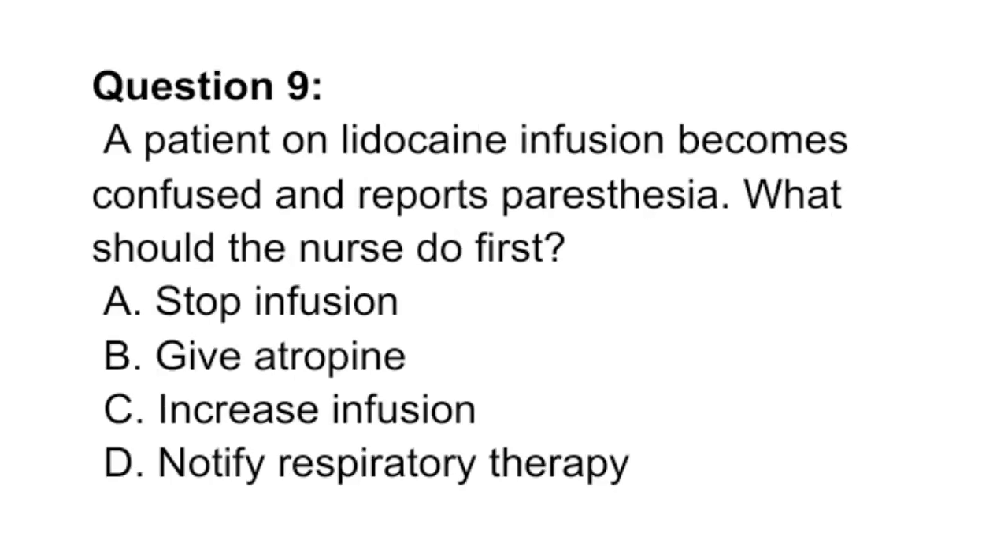Question 9. A patient on lidocaine infusion becomes confused and reports paresthesia. What should the nurse do first? A. Stop infusion. B. Give atropine. C. Increase infusion. D. Notify respiratory therapy.